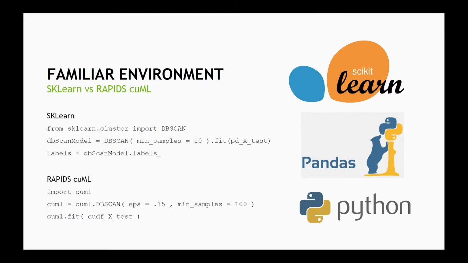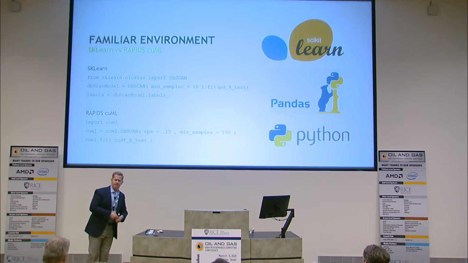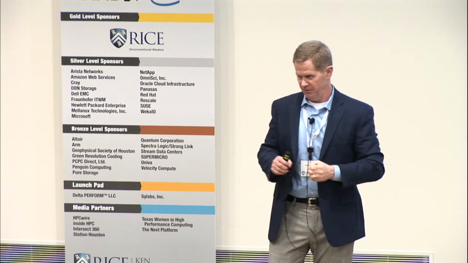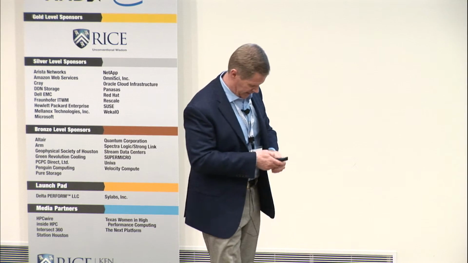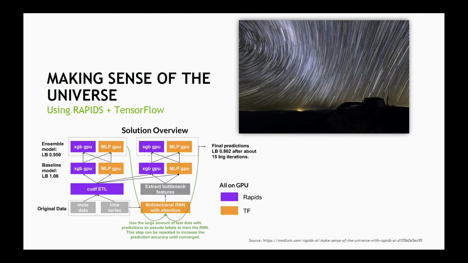Again, the API, we want to keep the familiarity. So scikit-learn, pandas, Python. The piece of code on the top is what data scientists use today for scikit-learn. On the bottom is what you would do for cuML. It's very much the same or very similar API. Again, that's really, really important to stay in something that you're familiar with to be able to take advantage of this technology.